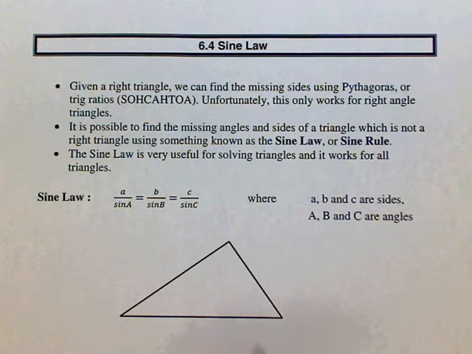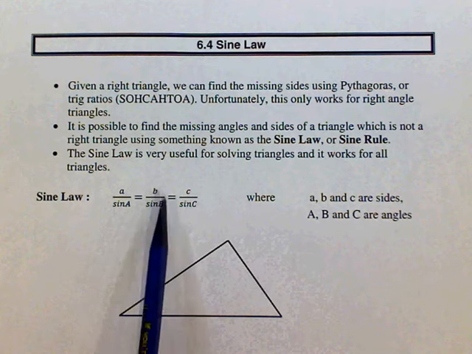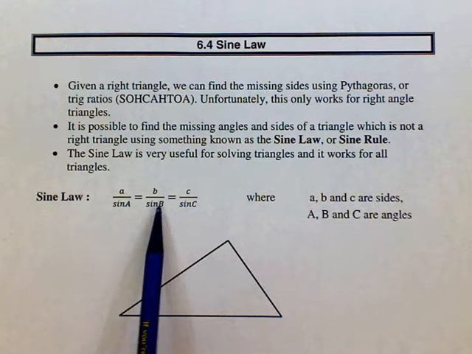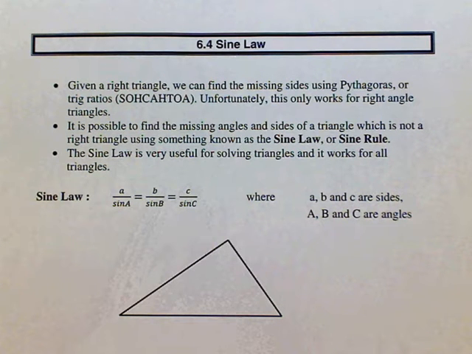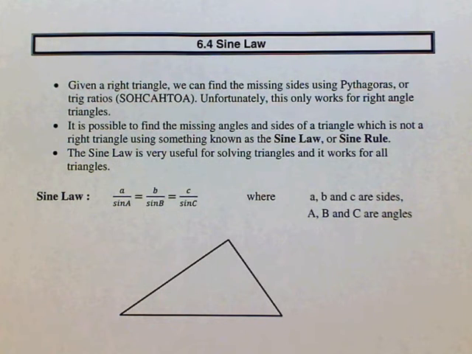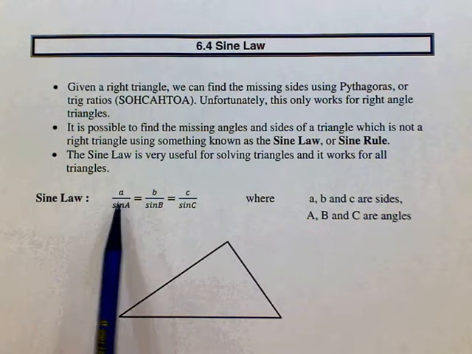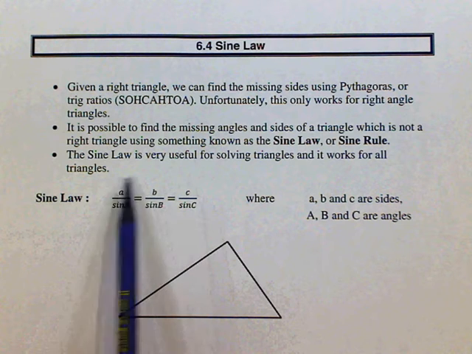The sine law is a over sine of A equals b over sine of B equals c over sine of C. Now there are three parts to this law: a's, b's, and c's, just like there are three parts to a triangle. In order to use the sine law, we need to use two of these three parts.